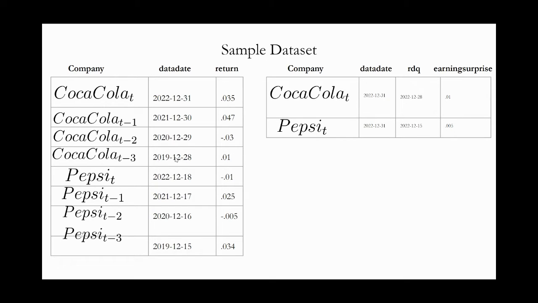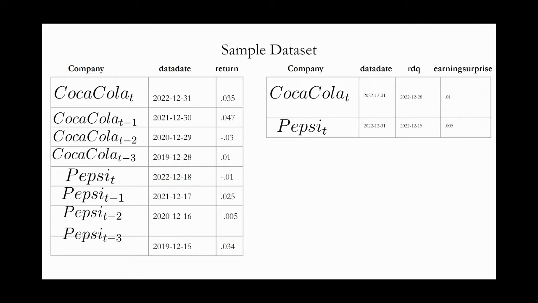Well, so this is the return on the 28th, 29th, 30th, 31st. And this is the return for Pepsi on the 15th, 16th, 17th, 18th. Well, if they release earnings, let's say they release earnings after the market closes on the 15th and after the market closes on the 28th, then the first time the market will have a chance to respond to their earnings surprise is on the 16th in the case of Pepsi and on the 29th in the case of Coca-Cola.